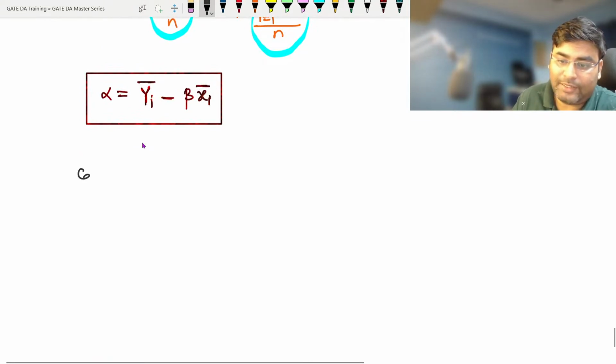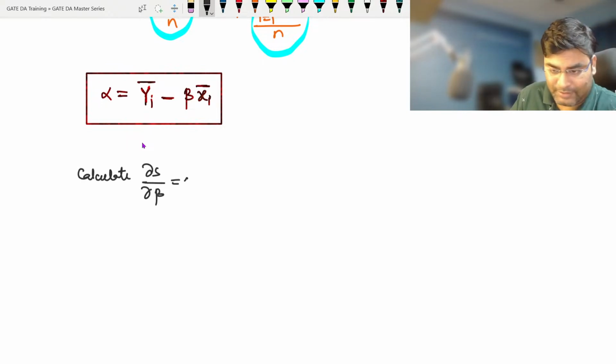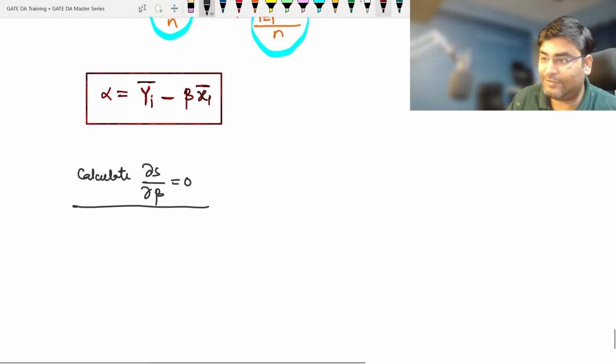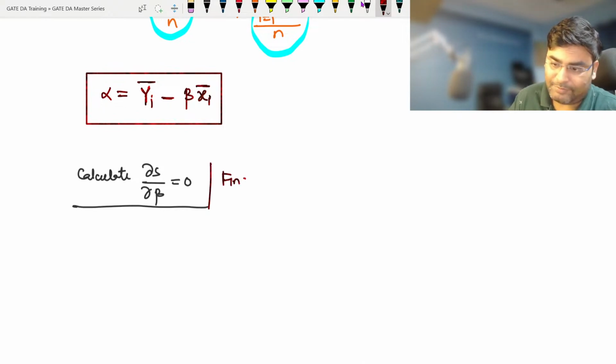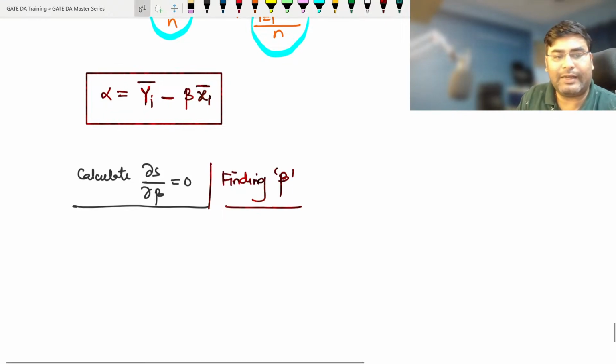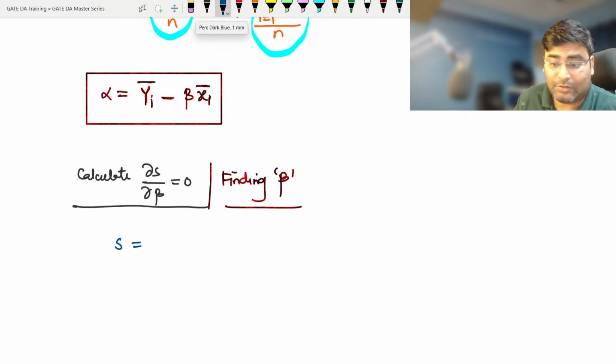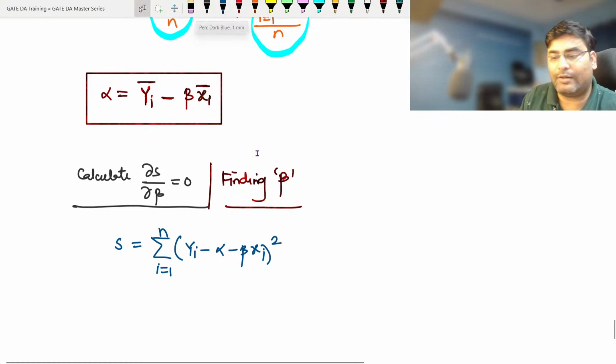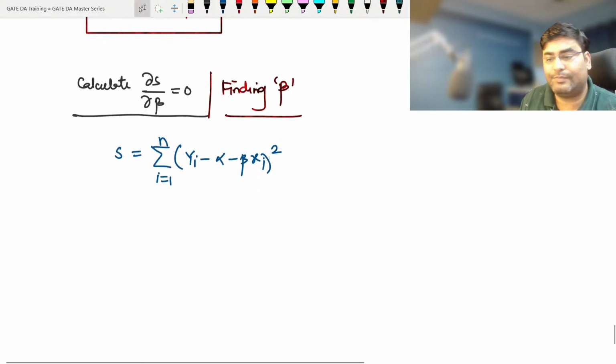Now we are going to calculate del S by del beta equal to 0, and this will help us to find beta. You agree, guys? Come on. So let's get ahead on this. Now again I'll write what is my S. So S is equal to sigma of y_i minus alpha minus beta x_i, with i going from 1 to n, whole square. Perfect, guys.